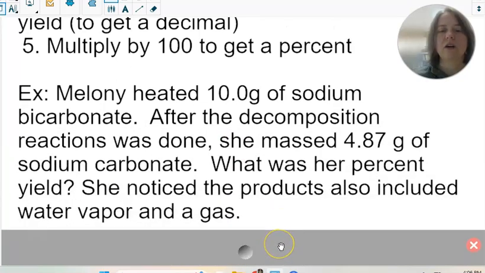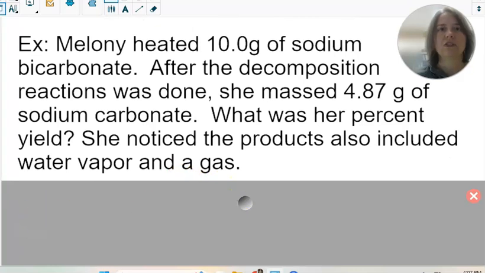Please write this down. Melanie heated 10 grams of sodium bicarbonate. After the decomposition reaction was done, she massed 4.87 grams of sodium carbonate. Notice it's bicarbonate versus carbonate. What was her percent yield? She noticed the products also included water vapor and a gas. So we're going to tackle that. Before we dive in, make sure you have a periodic table and a calculator.